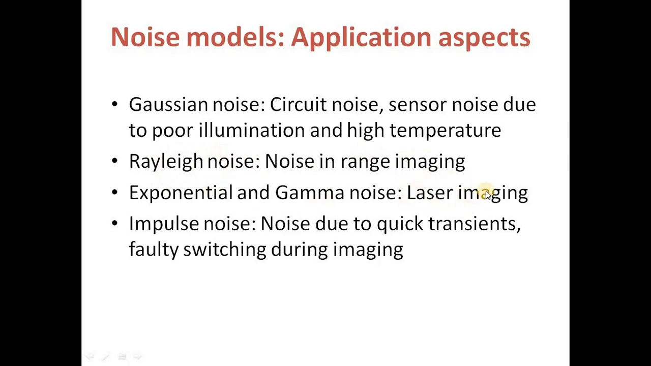Whereas when the image is acquired from a laser imaging equipment, in that case, if it is corrupted by noise, such noises are best modeled by exponential and gamma noise models. And when the noise is due to quick transients, just like faulty switching during imaging. If there is some faulty switching, and that's why quick transients are taking place, that may reflect upon our image as noise disturbances, and it corrupts the image with noise. Such noises are best modeled with the help of the impulse noise model.